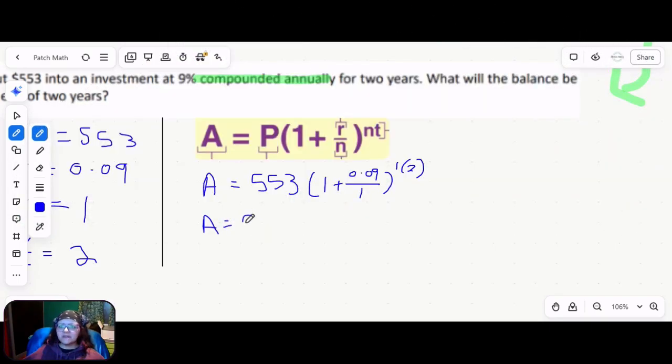So in this case, the 553 stays as it is. We look on the inside of the parentheses. We have 1 plus this decimal. 0.09 divided by 1 is equal to 0.09.